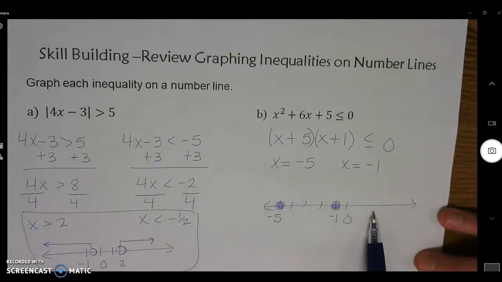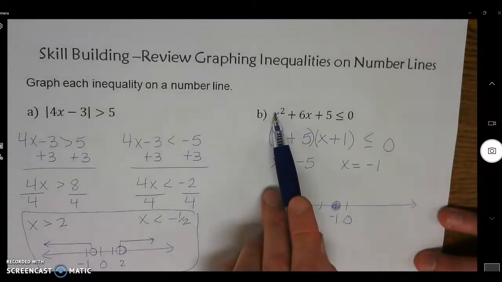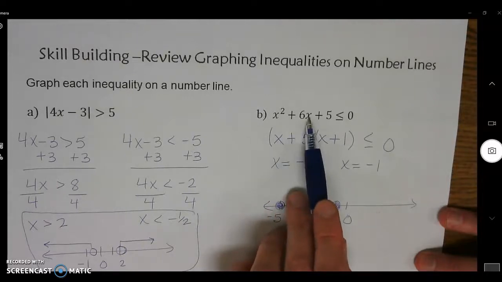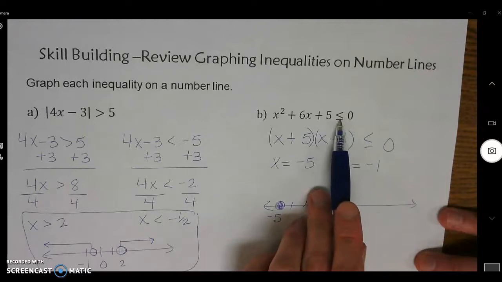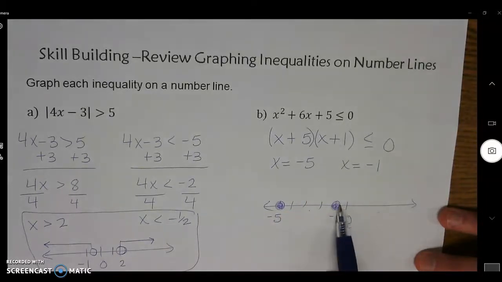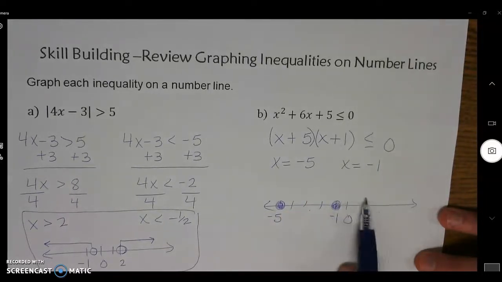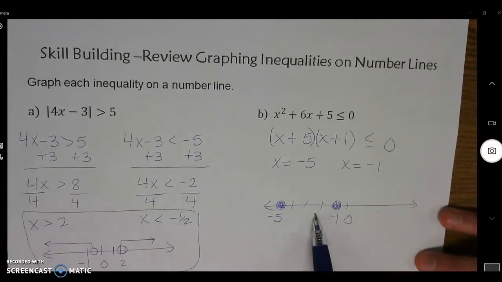So let's start on the right side. If I try 0 into this problem, I'll have 0 plus 0, plus 5. 5 is not smaller than 0, so my arrow does not go this way because 0 doesn't work.